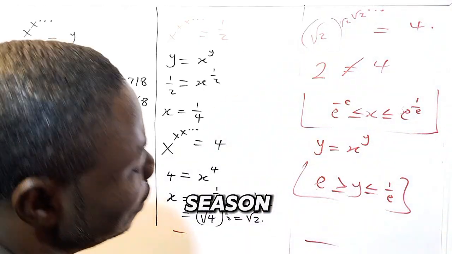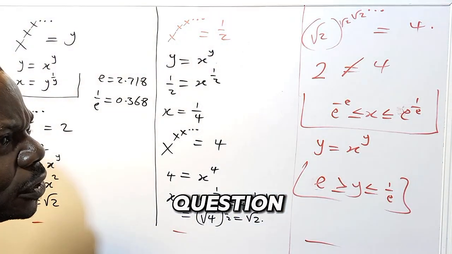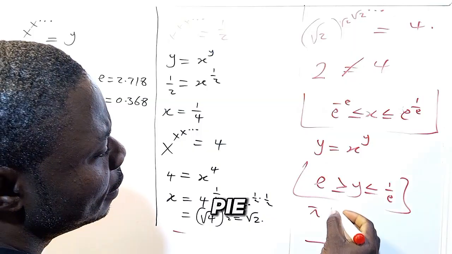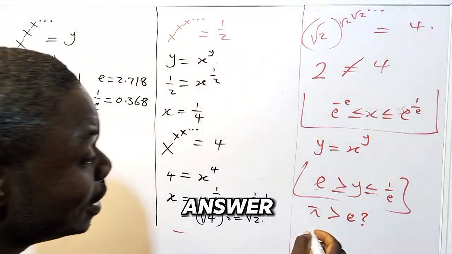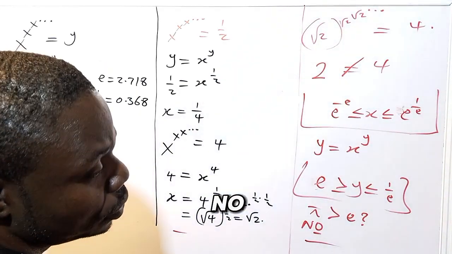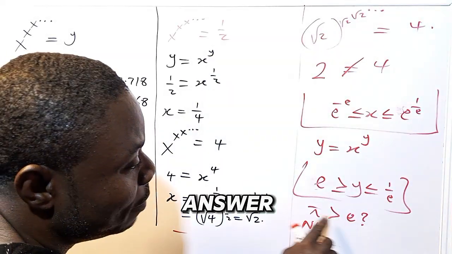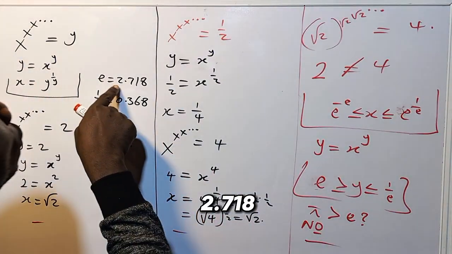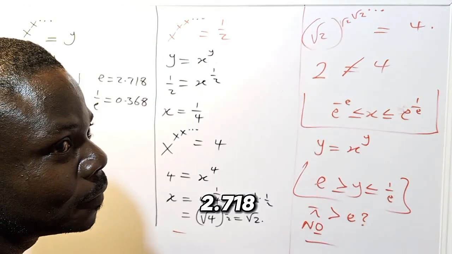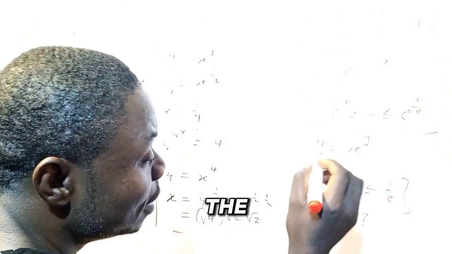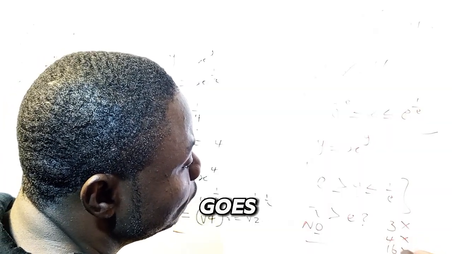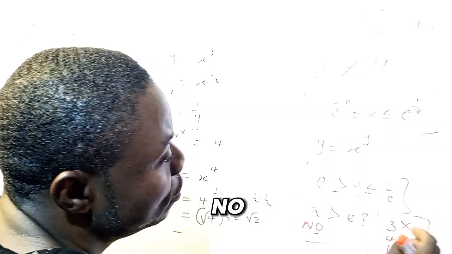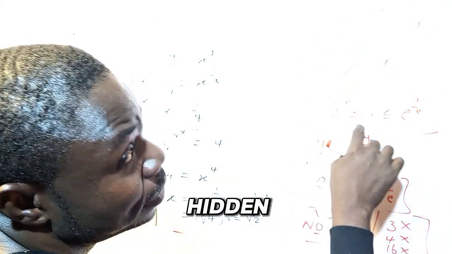Now, part 6 is the ultimate question. Can pi be the infinite power tower of e? The answer is what? No. There's no solution, because pi is greater than what? 2.718. Did you understand? The same question goes for 3. The same question goes for 4. The same question goes for 16. So there's no real solution for these values except if it obeys this hidden rule.